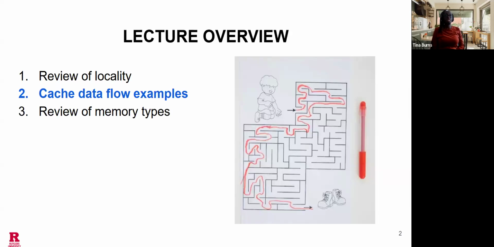And then we're also going to look at some cache data flow examples. We talked about that a little bit last time, but we're going to go into more detail. We're also going to look at doing some sample hit and miss rate calculations, and do a review of data types and memory types. We talked a little bit about memory types in the second week of the class, but I wanted to review it in more detail because I know that's coming up for your upcoming recitation. So I wanted to do a refresher, a reminder on that.